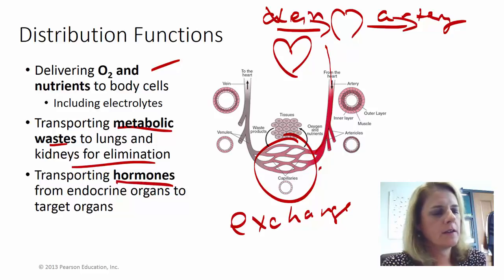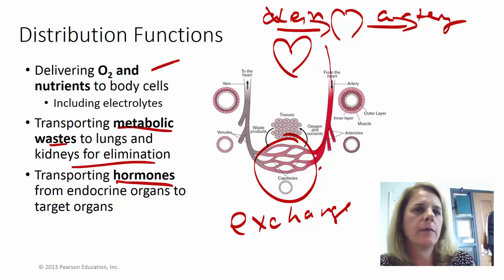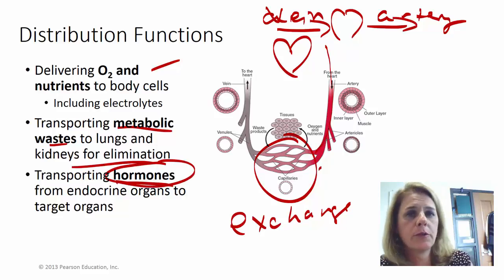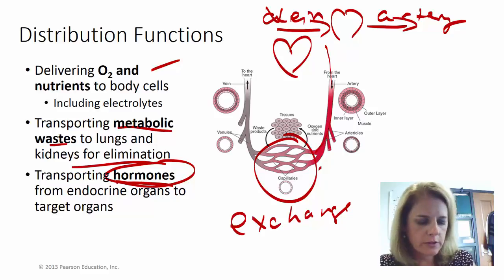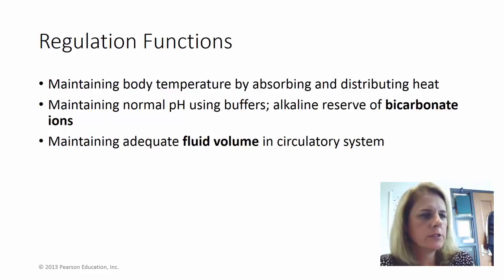And if you think back to earlier anatomy, you have two control systems in your body, the nervous system and the endocrine system. The endocrine system makes hormones, which are chemicals that go through your blood and cause cells to react in some way. Like, for example, growth hormone would cause your bones and muscles to grow. Estrogen and testosterone play a role in reproductive health. And we'll talk more about hormones later. So those are the main distribution functions.